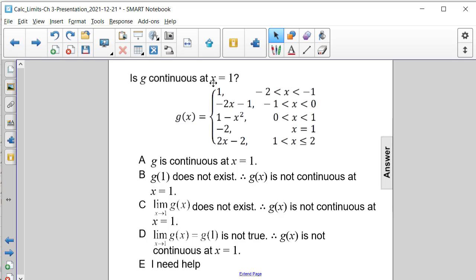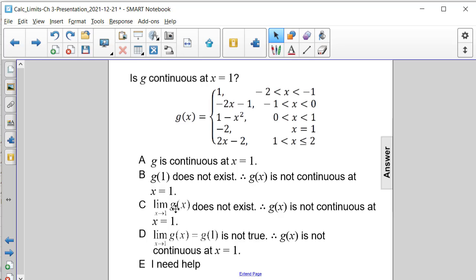Is g of x continuous at x equals 1? Well, it could be. That's one of our answer choices. Answer choice B is that the function g of x does not exist at 1, therefore it's not continuous. So we would have to check to see if g of 1 exists.